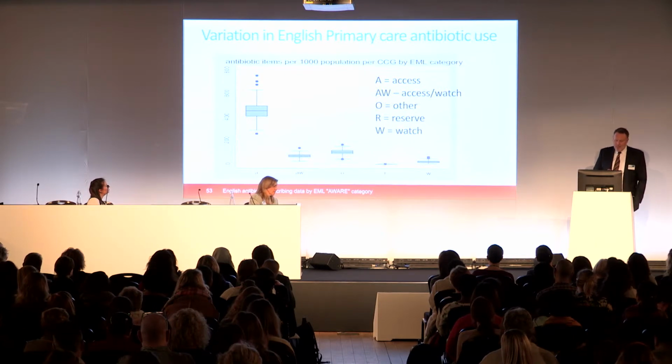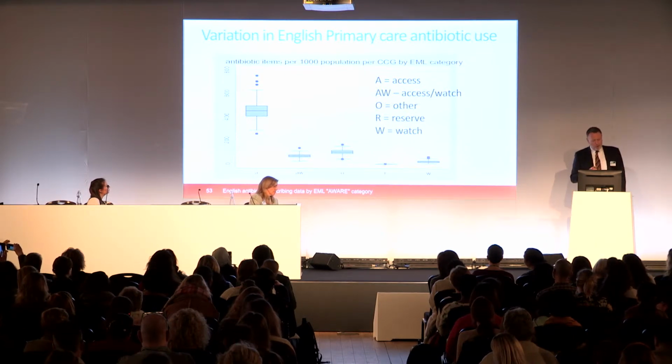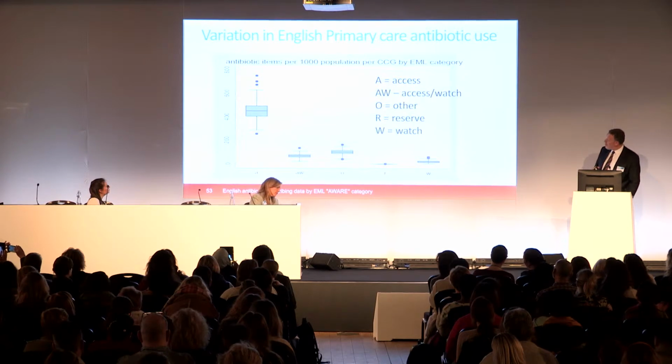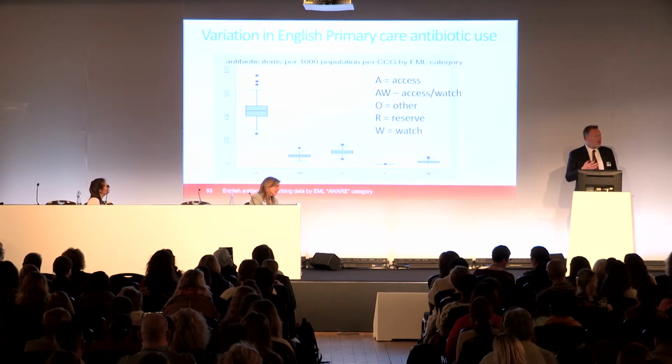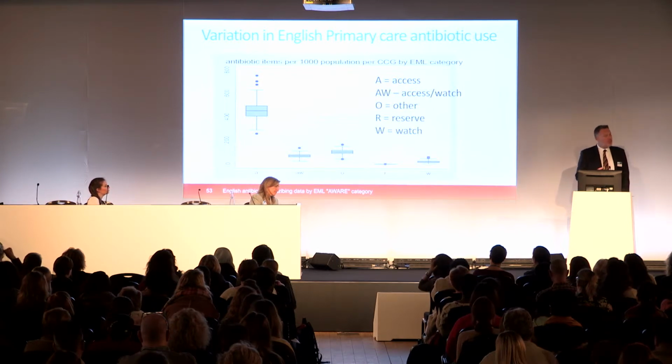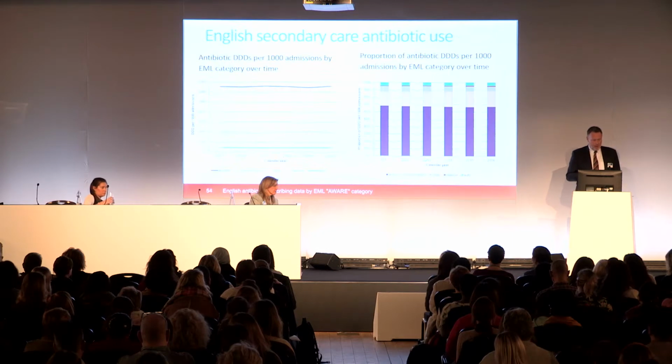And these are box and whisker plots, showing the interquartile ranges. The one on the left-hand side shows there's still an enormous variation between the CCGs of what actually sits within the access list.